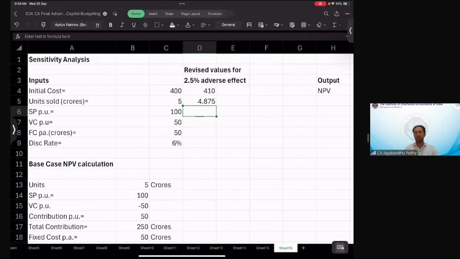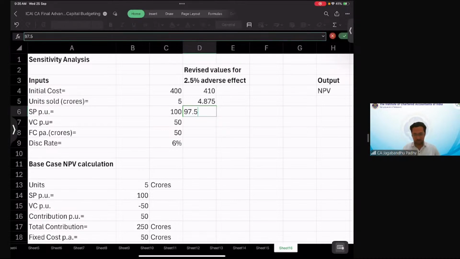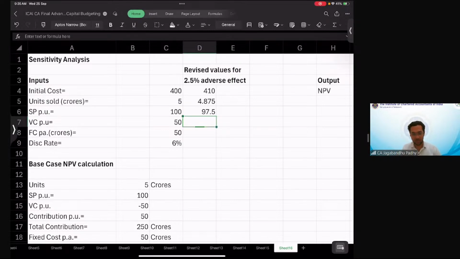What should be the impact on the selling price per unit? Adverse impact on selling price. Should it increase or decrease? Of course, decrease, sir. It should become 97.5, right?